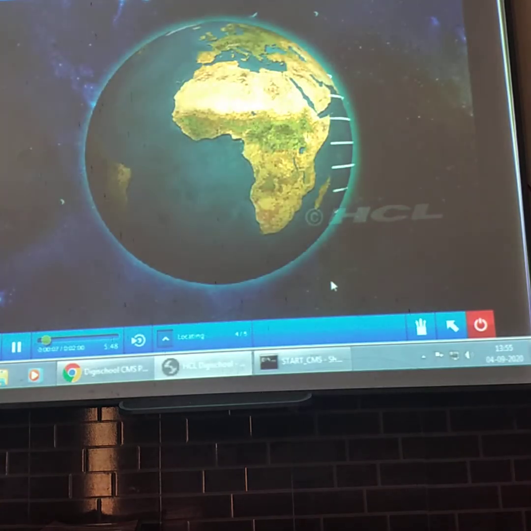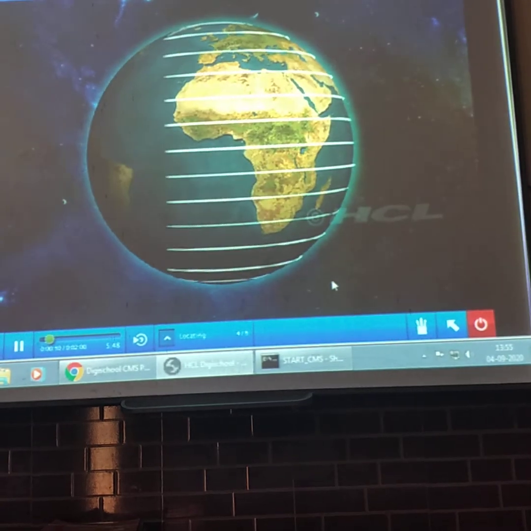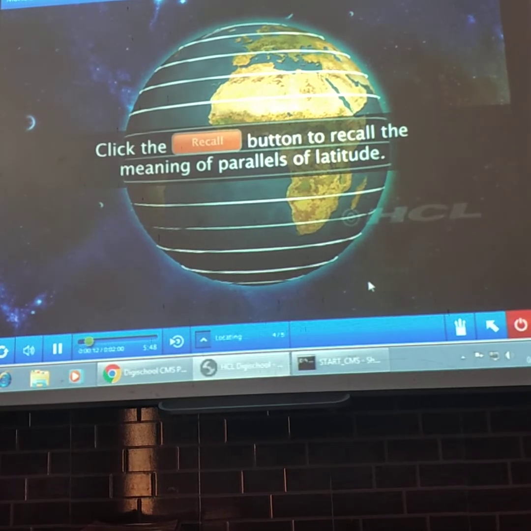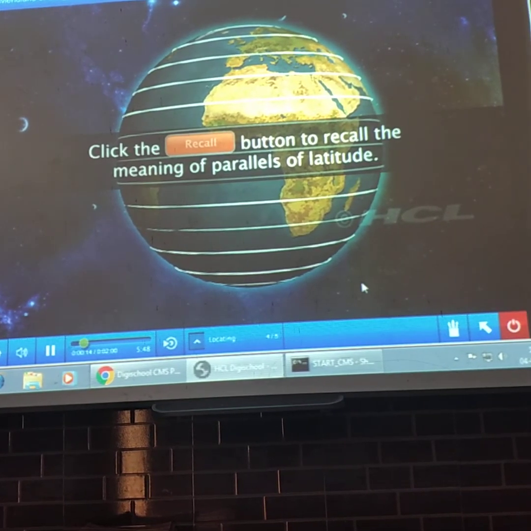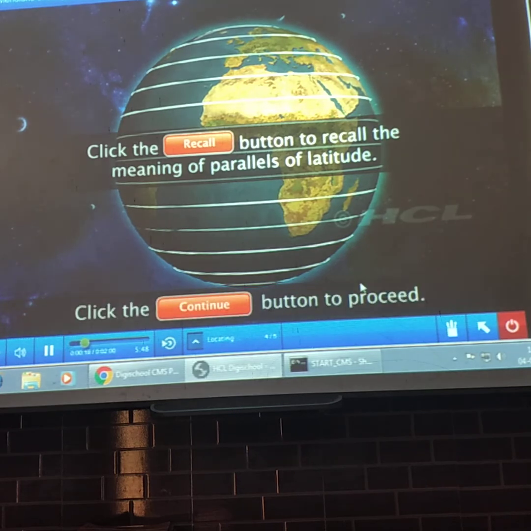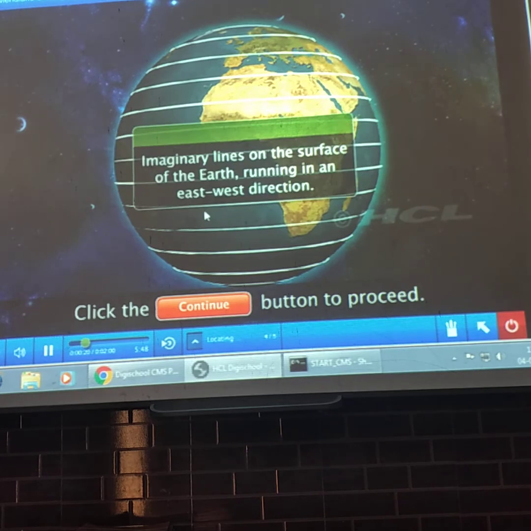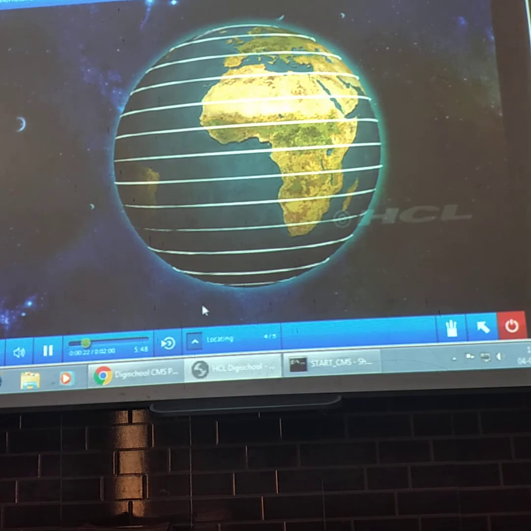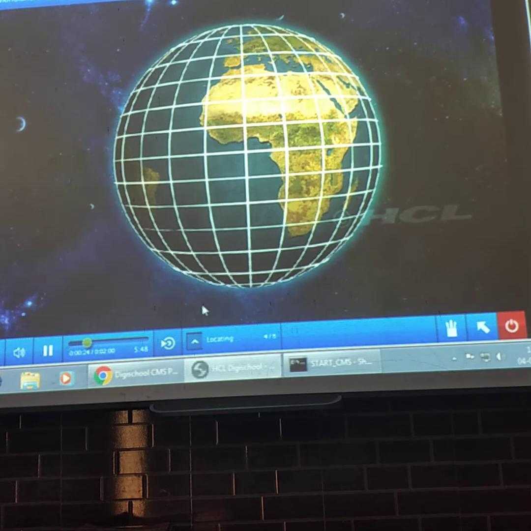You are already familiar with parallels of latitude. Hit the recall button to recall the meaning of parallels of latitude. Click the continue button to proceed. Parallels of latitude and meridians of longitude together form a grid pattern. We can use this grid to locate places anywhere on the Earth.